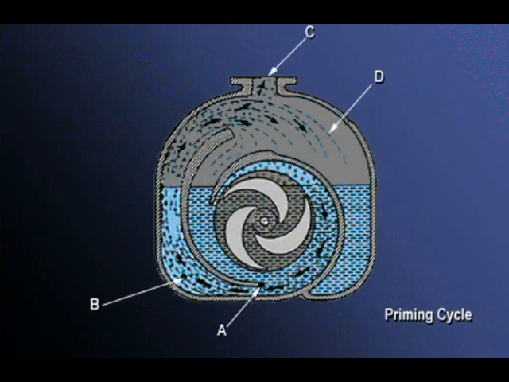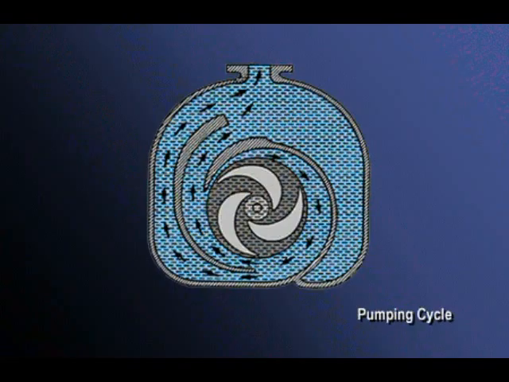In the priming cycle, the air-water mixture A is pumped through the discharge neck B into the air separator D. Here the water drops out of the mixture and falls back into the chamber. The air is pumped out through the discharge C. Once all the air has been removed, the pump is in the pumping cycle. The water is pumped to the air separator and the discharge through two paths, as shown in the diagram.